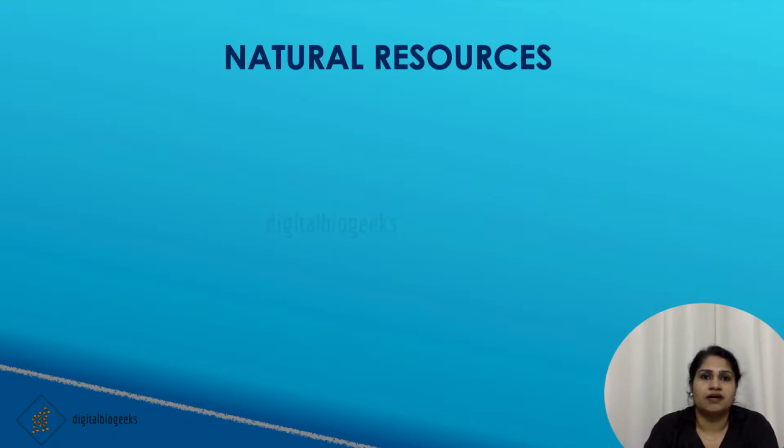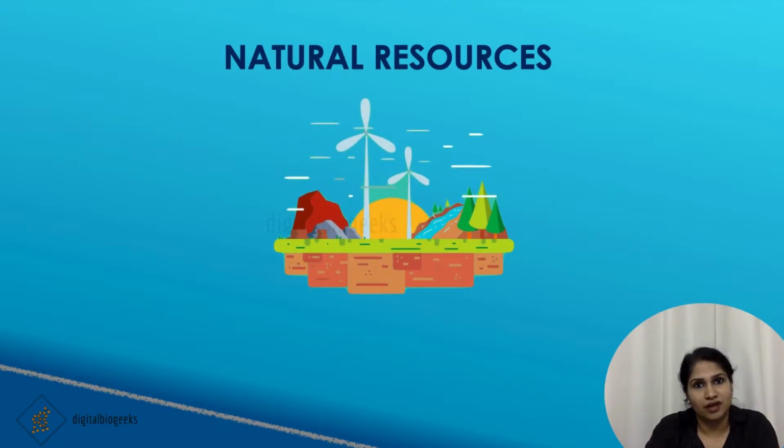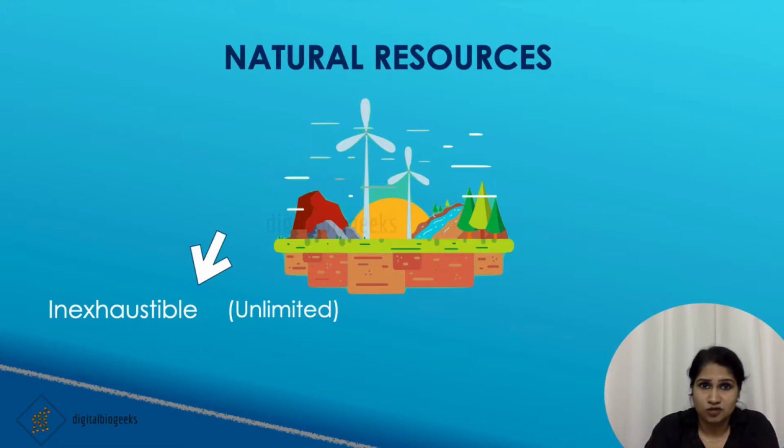Let's see what are natural resources. Natural resources are those resources we get from the nature like soil, air, water and sunlight. Depending upon their availability, natural resources are two types. One is inexhaustible resources, that means they are unlimited. They won't get finished by the use of man. Examples are sunlight and air.